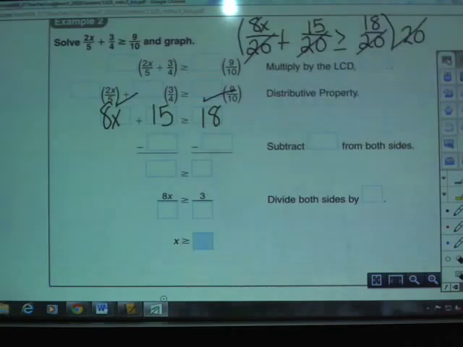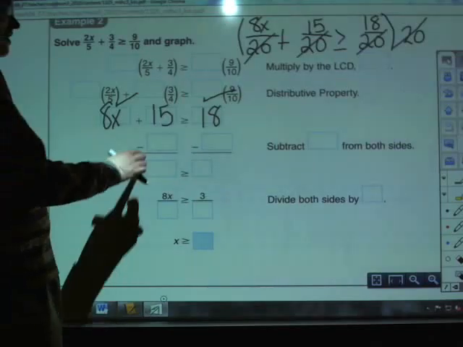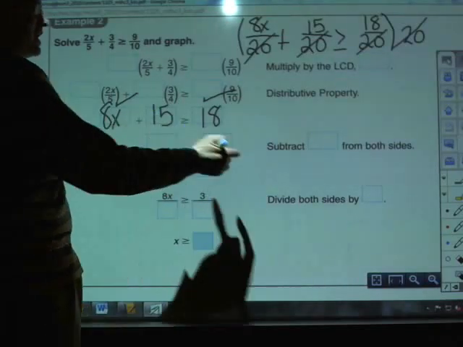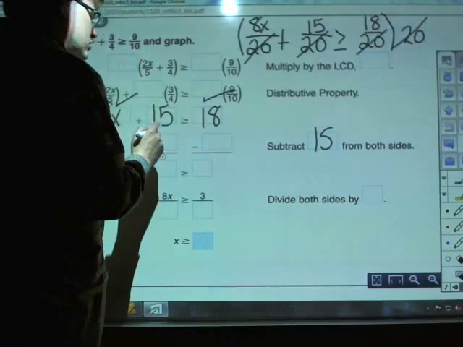is going now. Remember, when I move something to the opposite side of the inequality sign, I do the opposite. So since 15 has an addition sign in front of it, I'm going to do the opposite, which is to subtract.